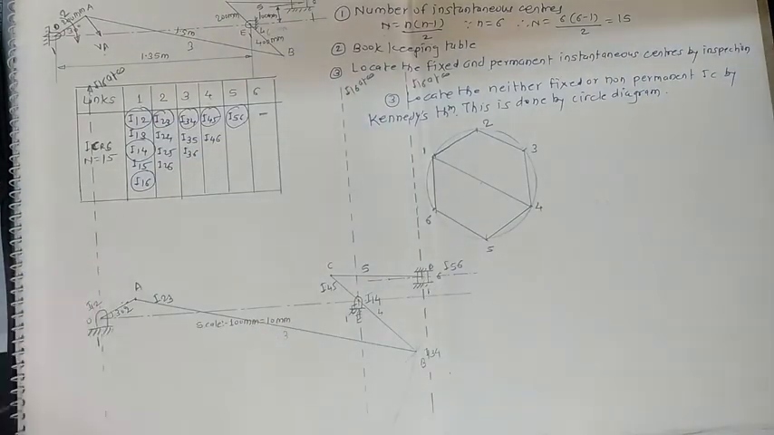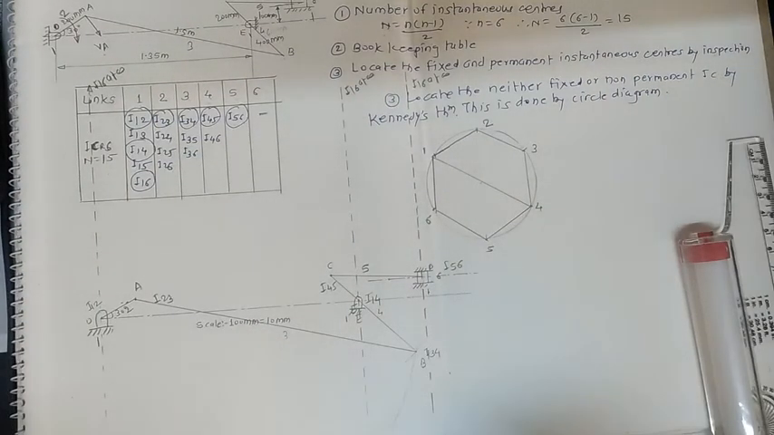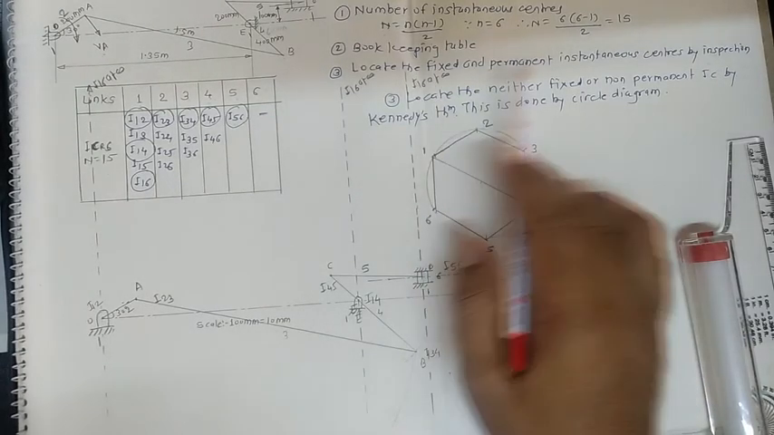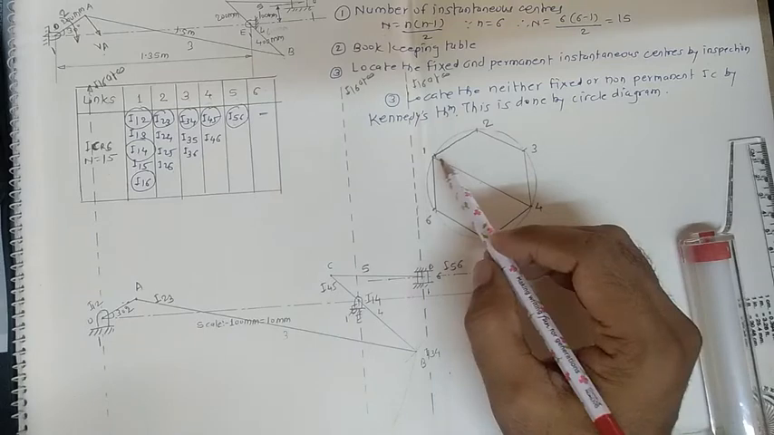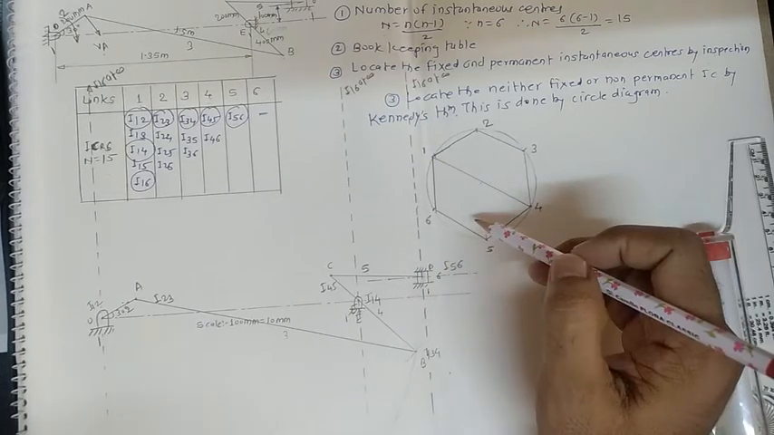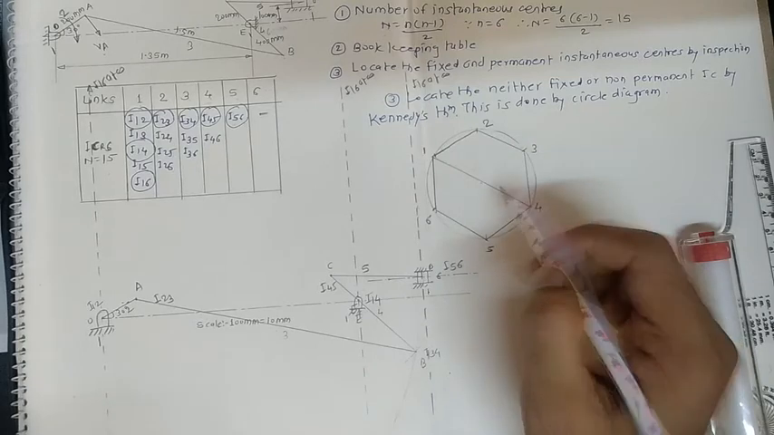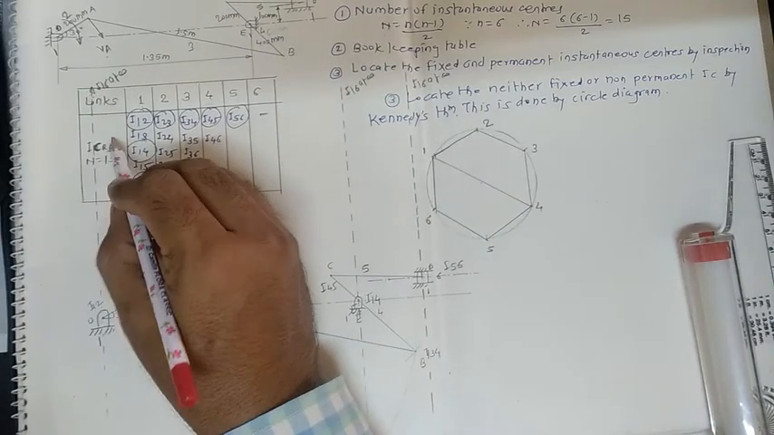Now next task: whatever fixed and permanent instant centers we have, we have shown here by the dark lines. Now my task is to locate the instant centers that are neither fixed nor permanent. For that, pick up one by one. So here the first one is nothing but I13.